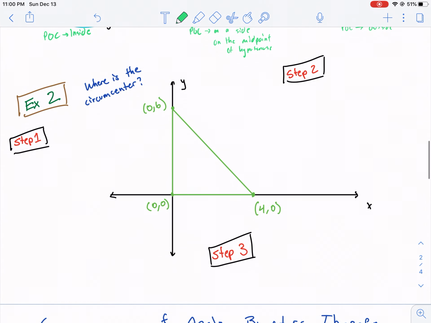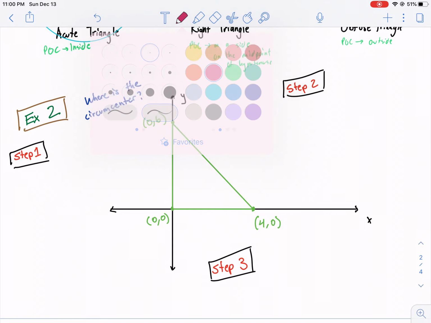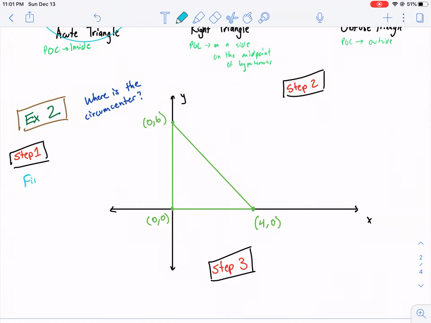So done with example 1. One more example to go, bear with me here. So where is the circumcenter? As we're doing this, the first thing we have to do is find the midpoints.